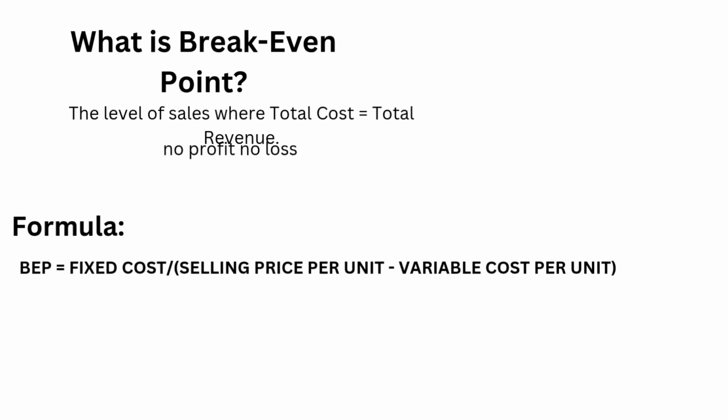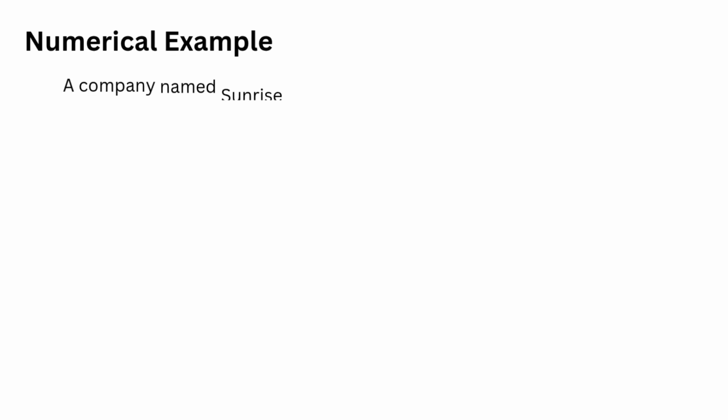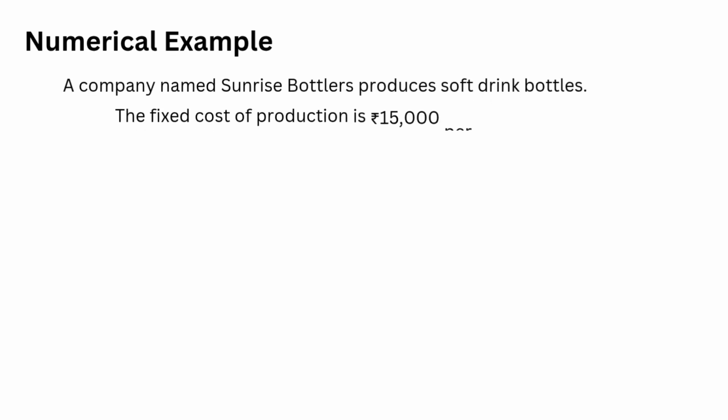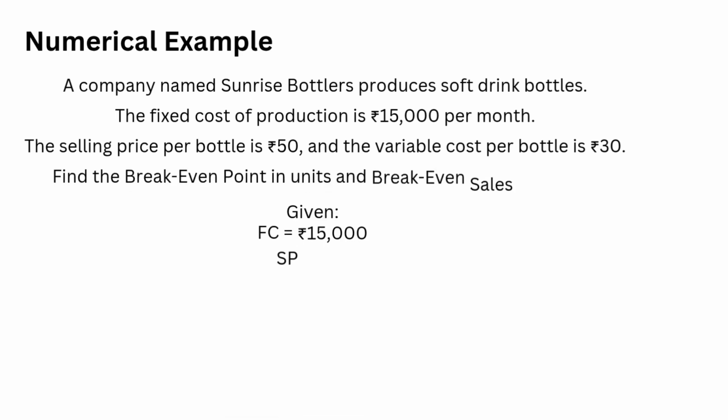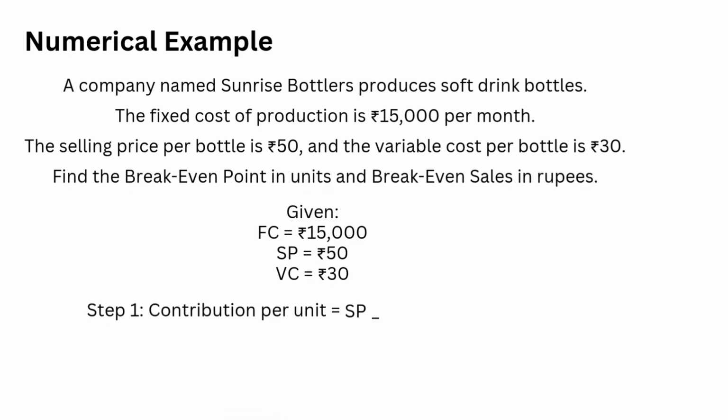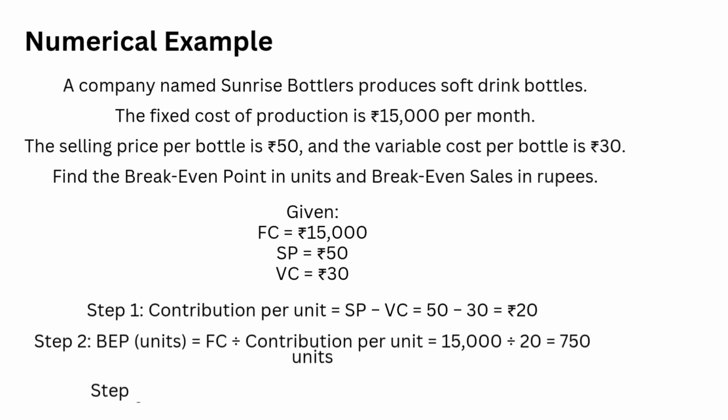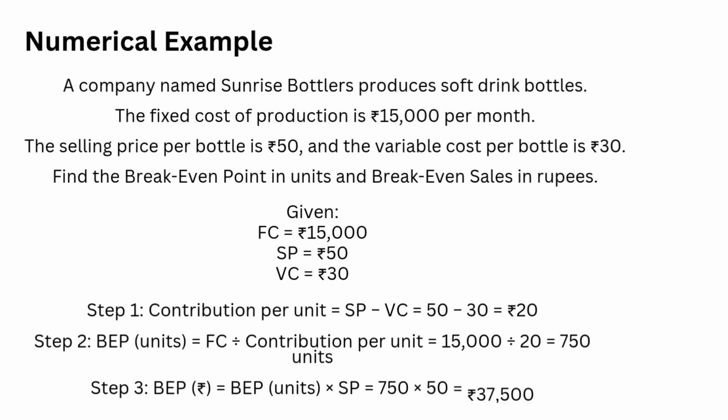Now let's solve a problem. A company named Sunrise Bottles produces soft drink bottles. The fixed cost of production is 15,000 per month. The selling price per bottle is 50 and the variable cost per bottle is 30. Find the break-even point in units and break-even sales in rupees.